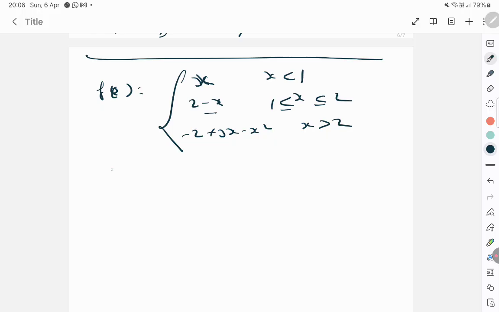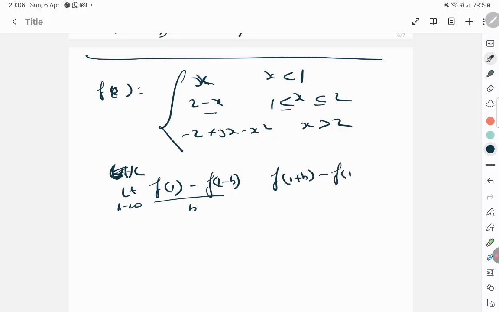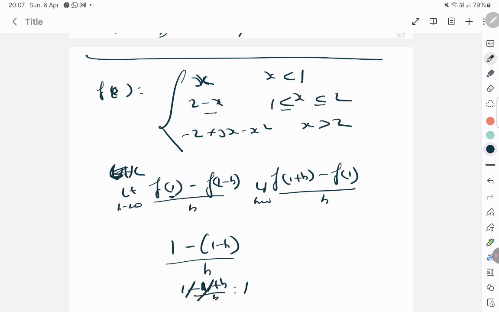So then, what is the form? Okay, left hand limit, what is the formula? F of 1 minus f of 1 minus h by h, limit h tends to 0. Now we can directly find the formula. Right hand limit is f of 1 plus h minus f of 1 by h, limit h tends to 0. So f of 1, at 1 the answer is 2 minus x, which is 2 minus 1, so the answer is 1. Minus f of 1 minus h, less than 1's formula, which itself is x, which is 1 minus h, by h. So 1 minus 1 plus h by h. So the answer is 1. We know differentiation of the left side is 1. You know x differentiation is 1, beautiful.